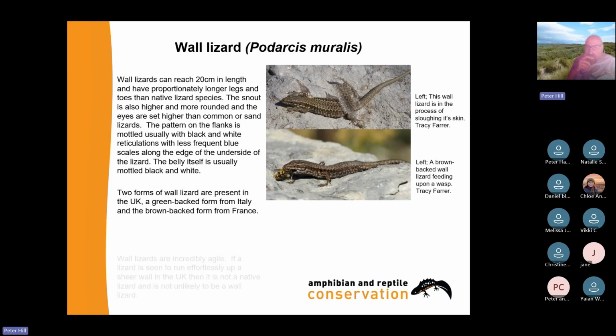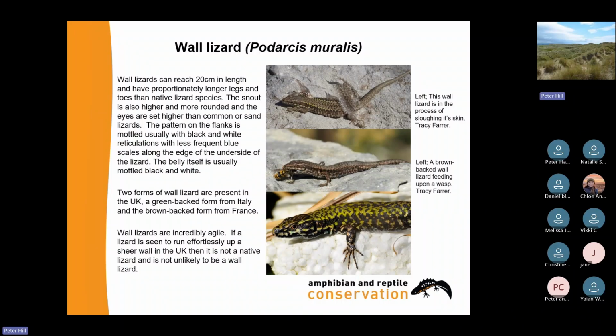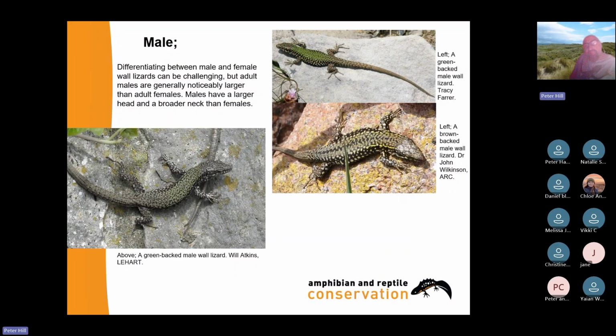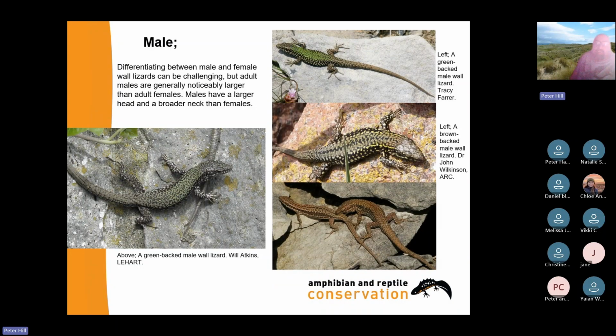There's a green back form from Italy, a brown back form from France, and in some places in southern England, you've got both kinds now. They've got this very attractive herringbone pattern, as you can see. Males, it's different with Podarcis, this genus of lizards, compared to ours, in that the males get bigger than the females. Very different genus of lizards. Very fecund, very agile, very long digits for climbing walls, very acrobatic.